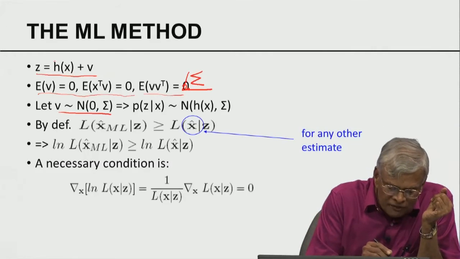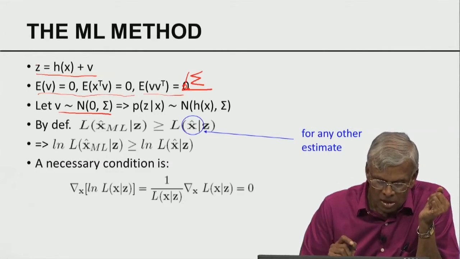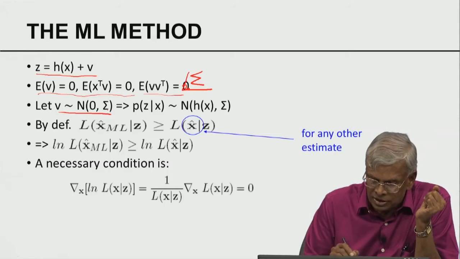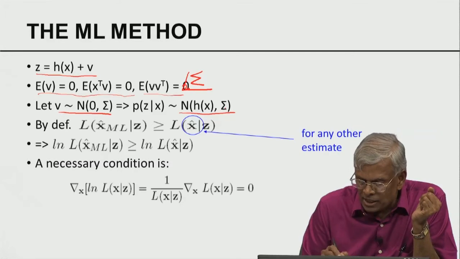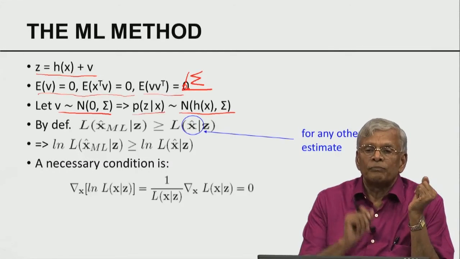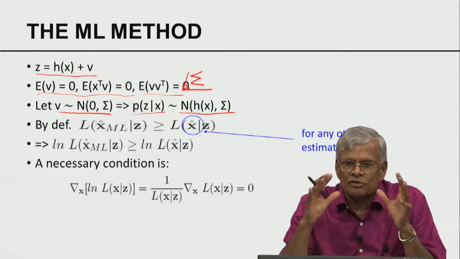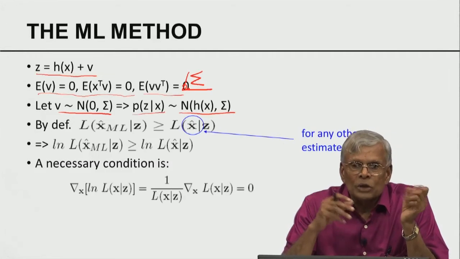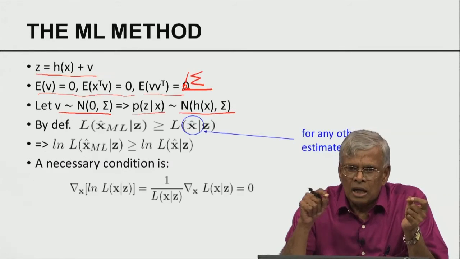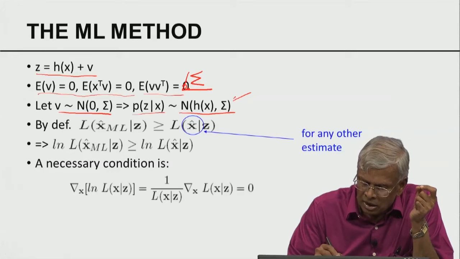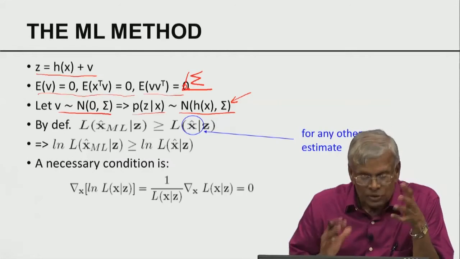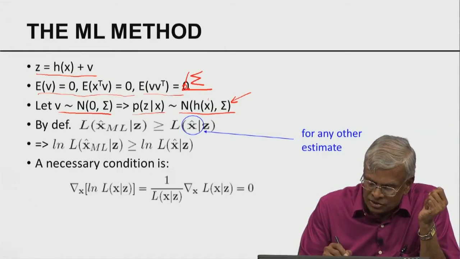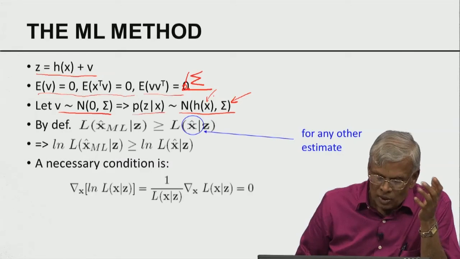Therefore, if h of x is deterministic, v is random, z is random. If v has a distribution with 0 mean and covariance sigma, z has a distribution whose mean is h of x and covariance sigma. So that's the conditional distribution. One of the basic tenets of Fisher's theory is that I should know the conditional distribution in its exact form. So given x, I should know the distribution of observation z conditioned on x. This is the conditional distribution that Fisher's method rests on. So this distribution has x, and x is unknown. So what is it that we are looking for?